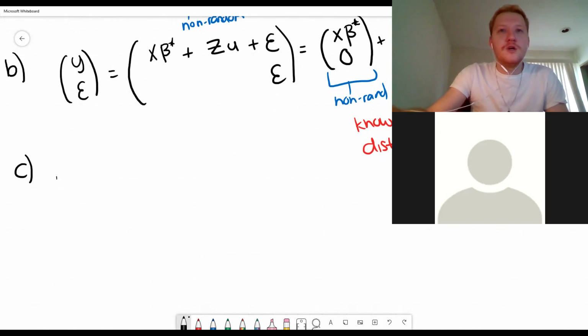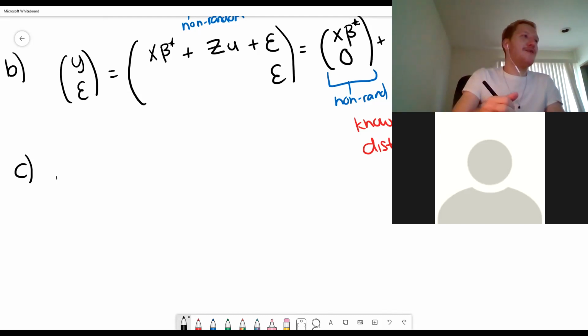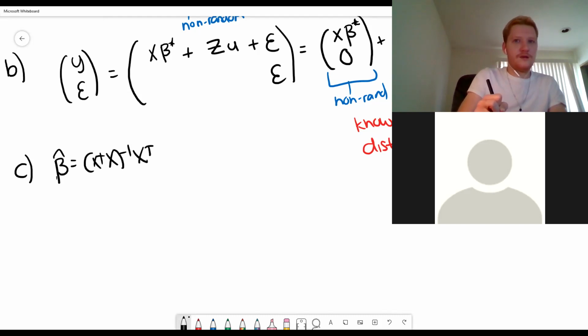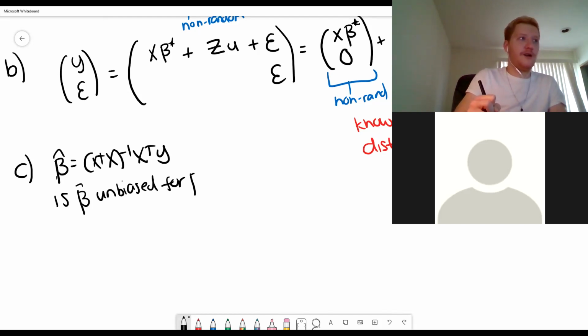Okay, so C. I don't know why they bring this in. C is actually really easy. C doesn't involve the new stuff. So C just wants you to find, they say, the standard beta hat is this, right? And then they want you to say, is beta hat unbiased for beta star?